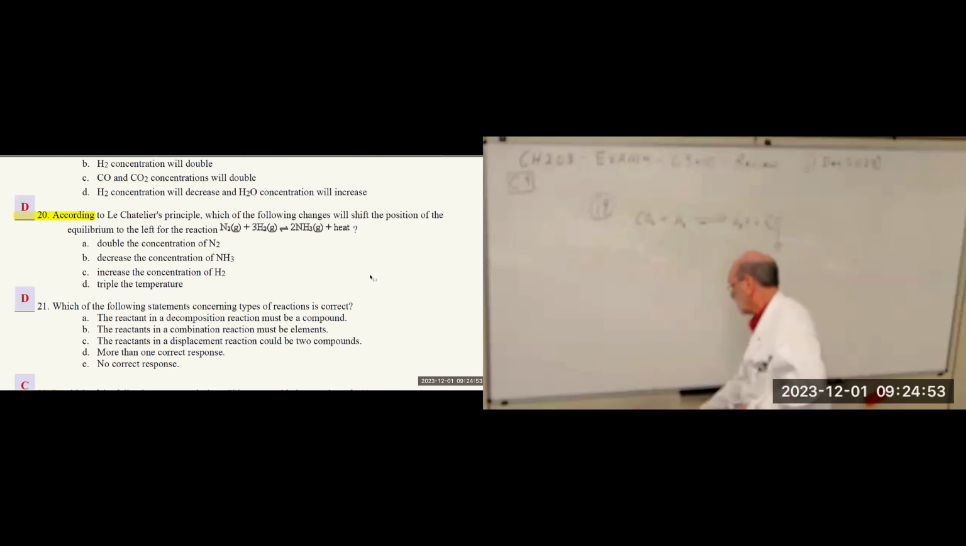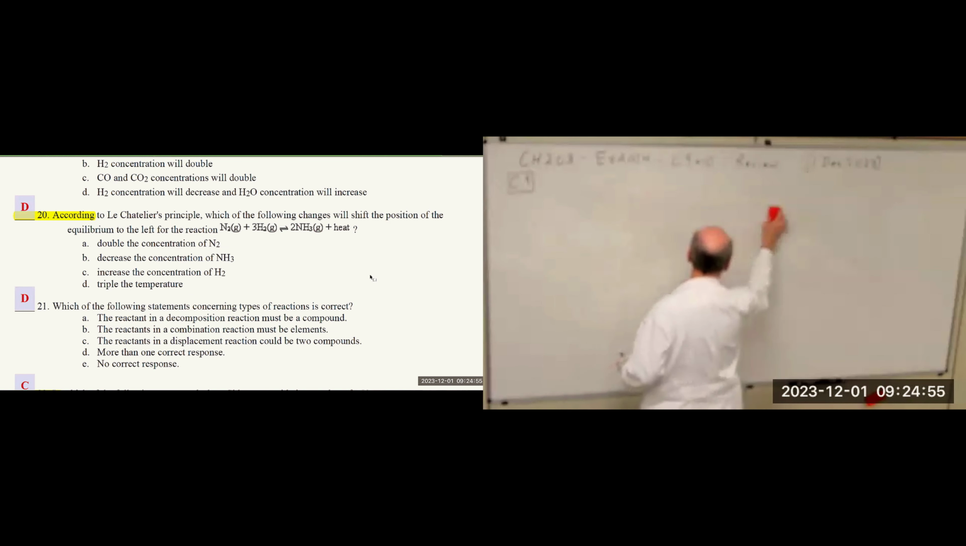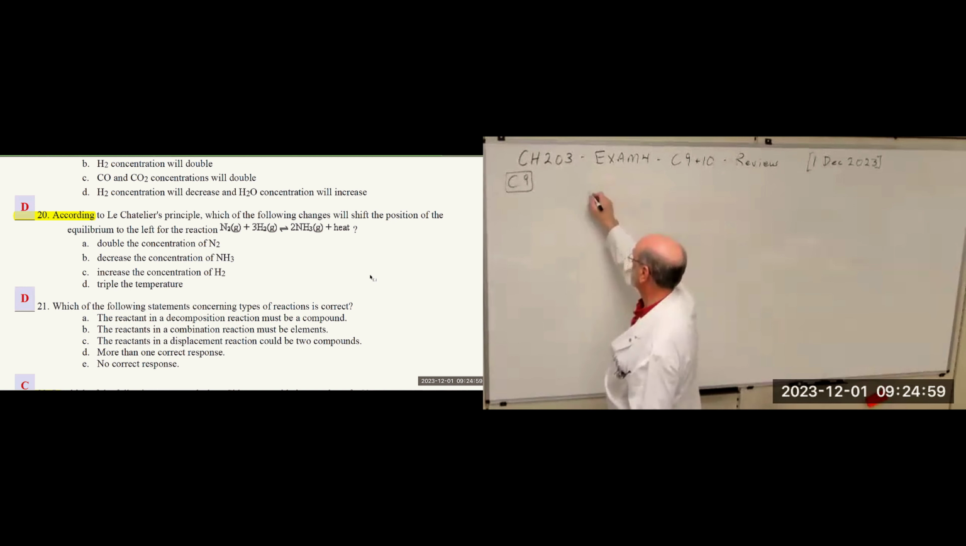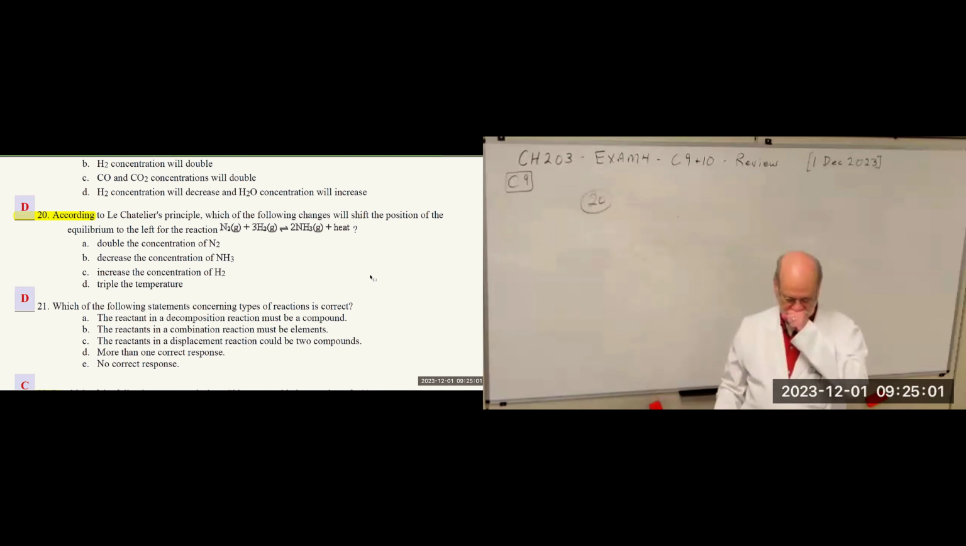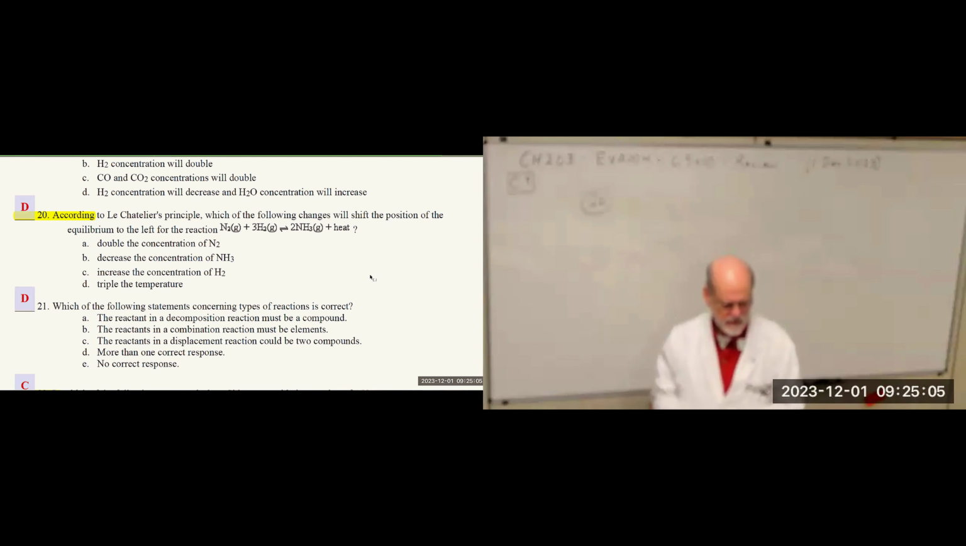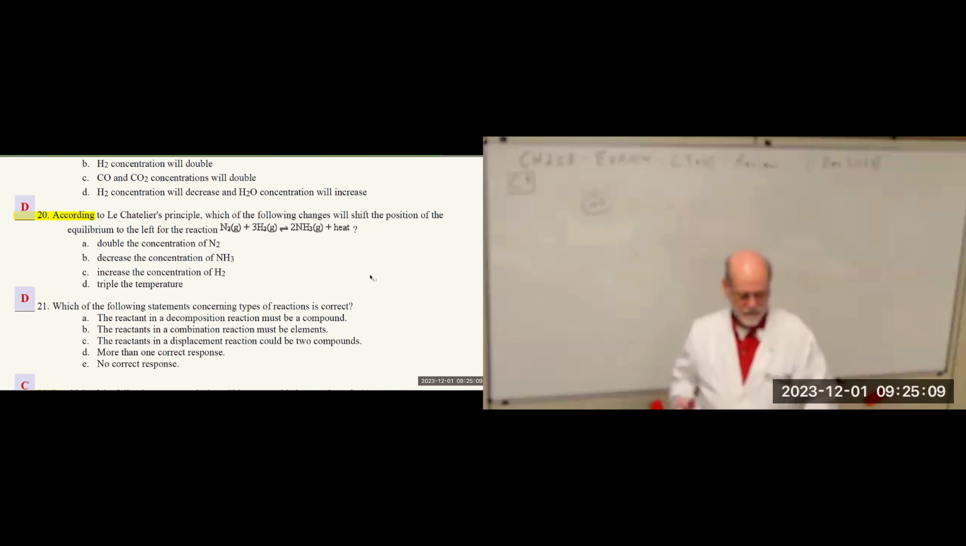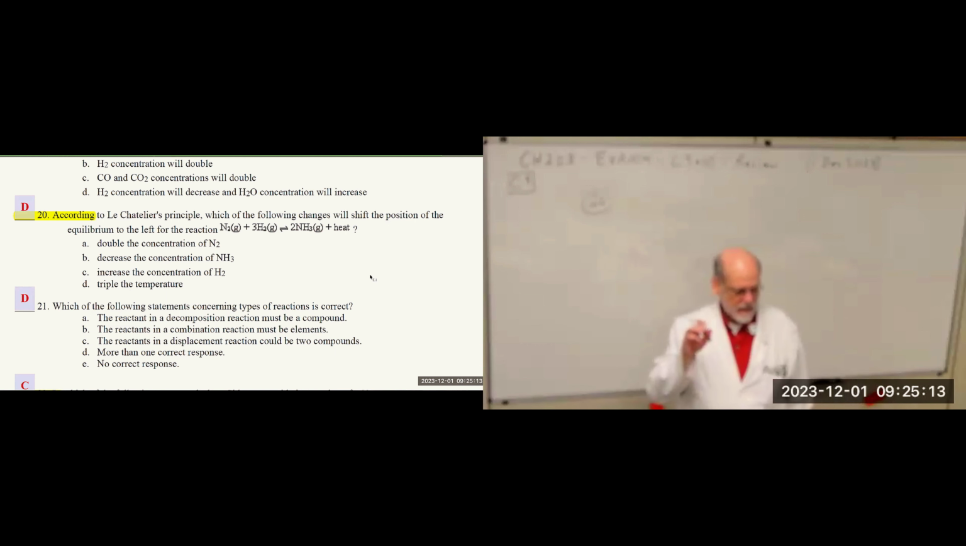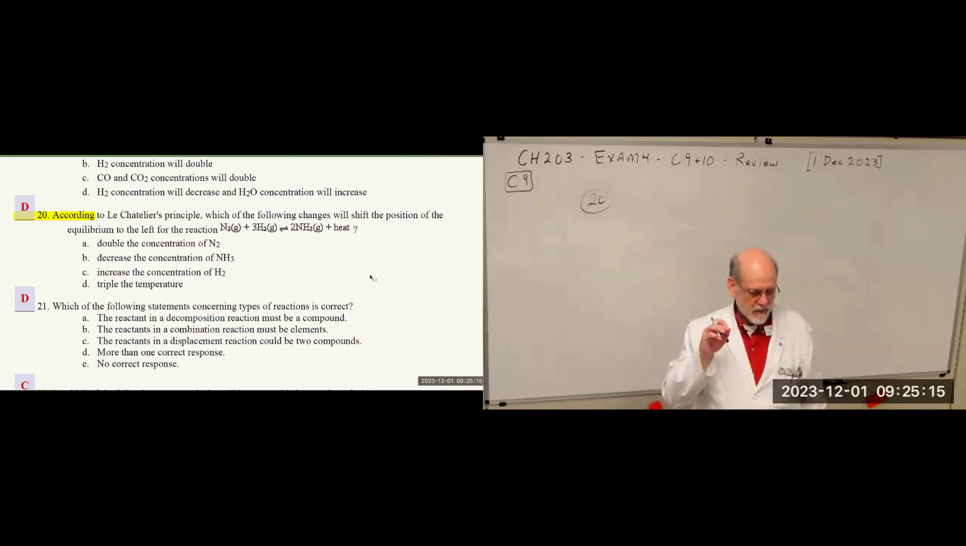All right, number 20. According to Le Chatelier's principle, which of the following changes will shift the position of the equilibrium to the left for the reaction? I'm going to save some time and not write it up there. What would happen if we double the concentration of N2? We want to shift the equilibrium to the left.